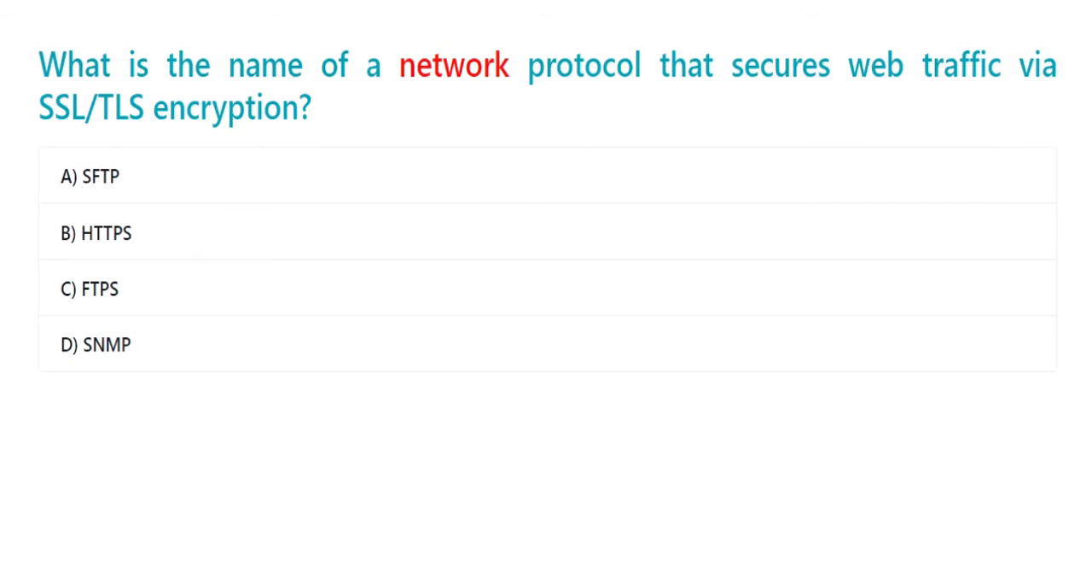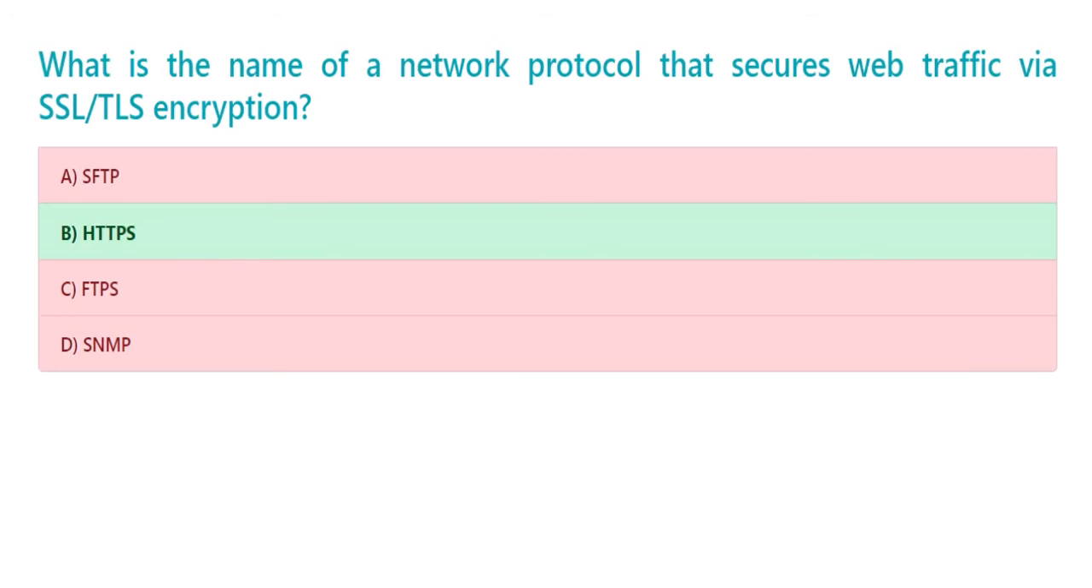What is the name of a network protocol that secures web traffic via SSL/TLS encryption? A. SFTP. B. HTTPS. C. FTPS. D. SNMP. The correct answer is B. HTTPS.